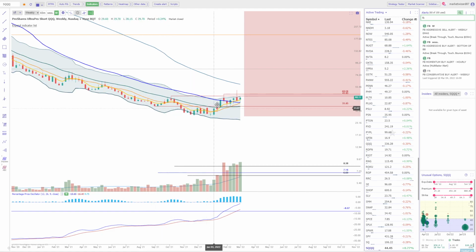You have this inverted head and shoulders look. That pattern is still in play. You do have a failed breakout attempt, which is bearish. But we're looking at $76 on SQQQ if she can get above 48. And this is one of the charts that I'm definitely watching for a breakout play.